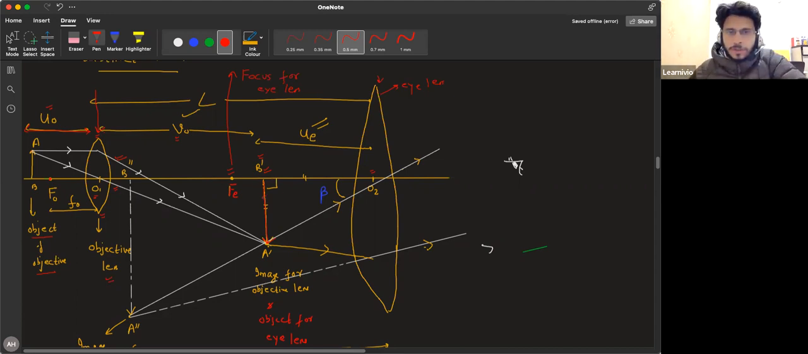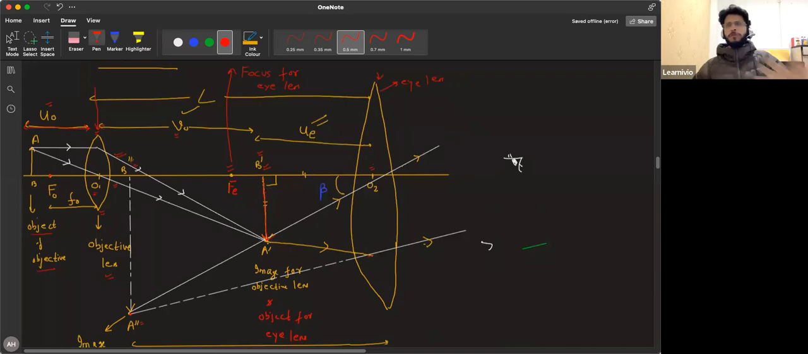So this is the object for the eye lens. One ray will pass through the optical center and go straight. The second ray will diverge. These two rays will not meet in the forward direction, but when you reproduce these rays in the backward direction, they appear to meet at a point. This is A double prime, B double prime, the final image. And this A double prime, B double prime is the image for the eye lens.